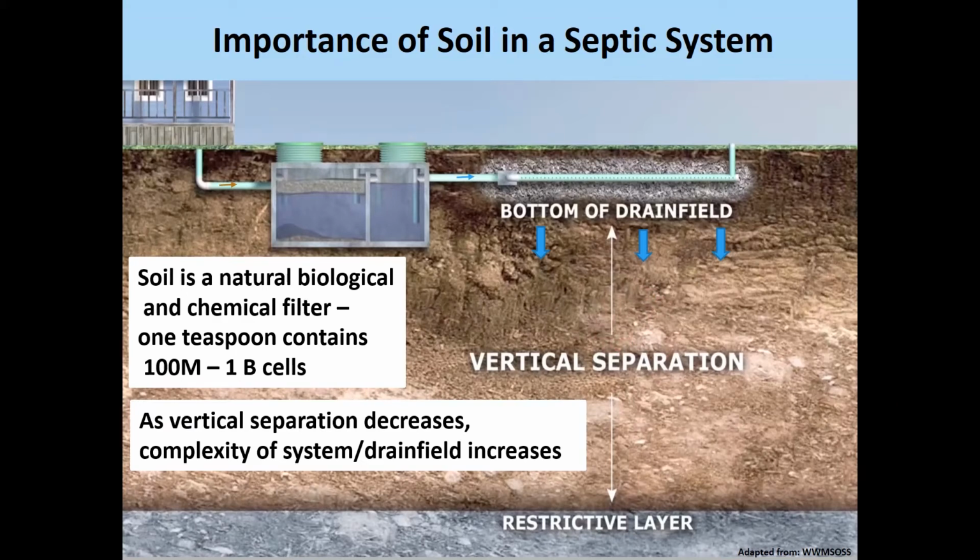The complexity of your system will increase as your vertical separation decreases. So if you don't have adequate soil separation, what may have to happen is that you may have to have, say, an above ground system like a sand mound.